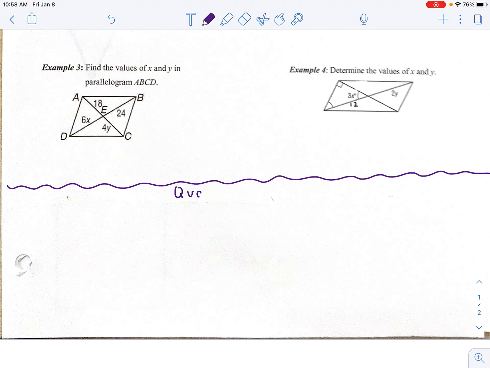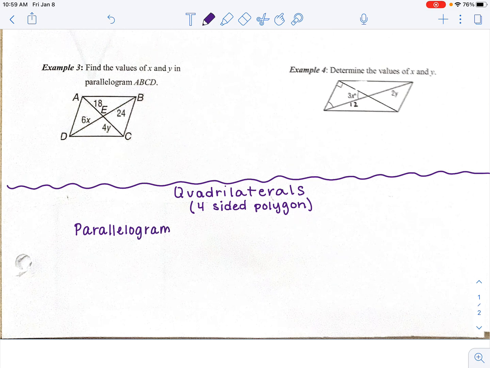All right, so what we're going to focus on for the rest of this unit is called quadrilaterals. We know from our polygons that we just talked about, a quadrilateral is a four-sided polygon. Now there are many types of quadrilaterals. We're going to do tons and tons of looking into those. The first one we're going to look at today is the parallelogram, and it looks something like this.